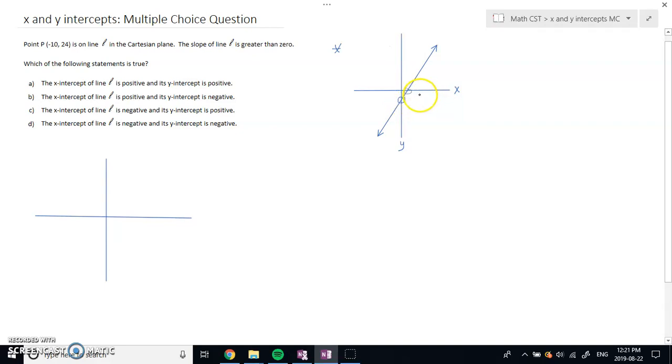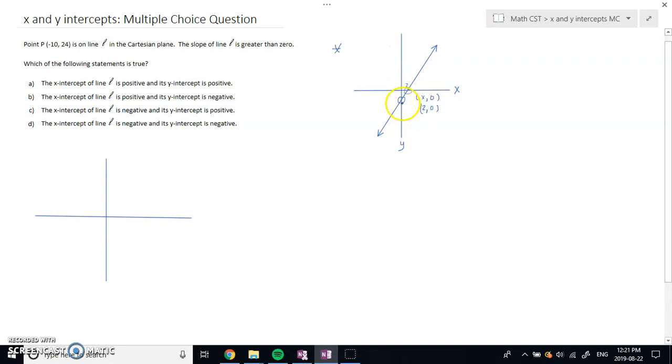Now there's a couple of key properties here. In this particular case, x will have a value, but the value of y is always 0 because it's sitting on the axis. So for example, if this is where x equaled 2, this spot right here would be 2, 0.